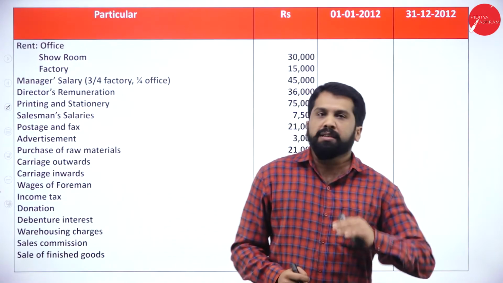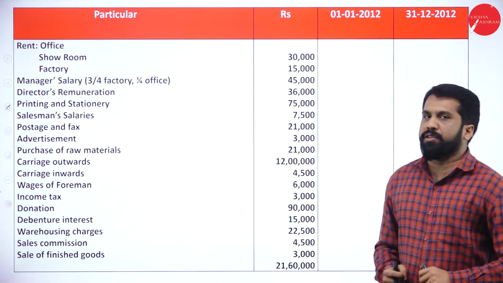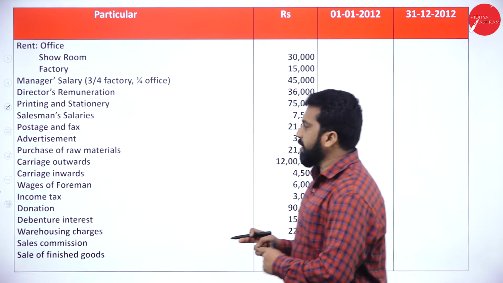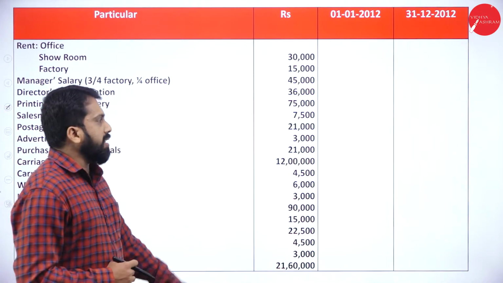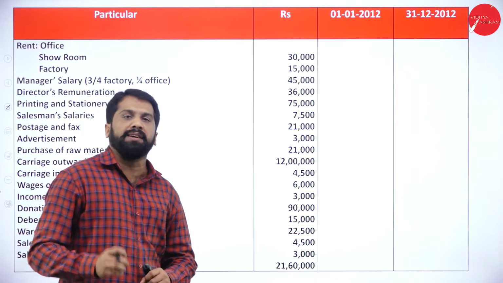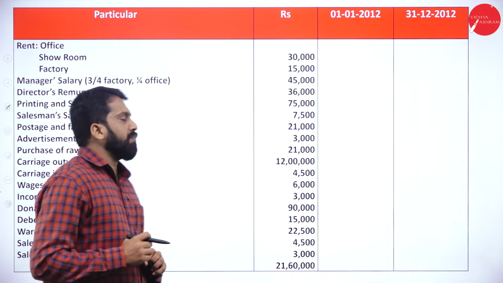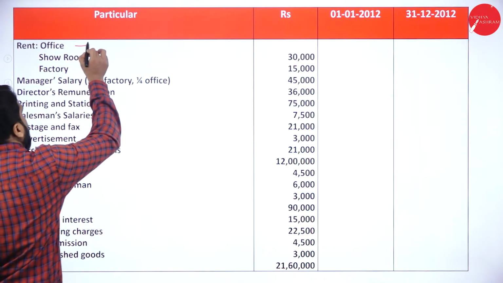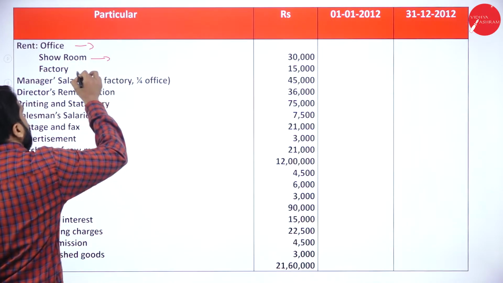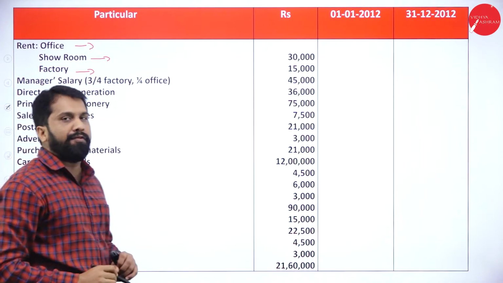The next part is a continuation of your question. What we are doing today is completely your exam-oriented question. In your exam, these kinds of questions only you will get. Now, next, rent. They have given rent of office, rent of showroom and rent of factory.